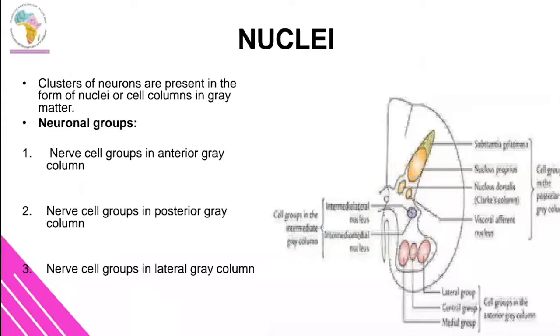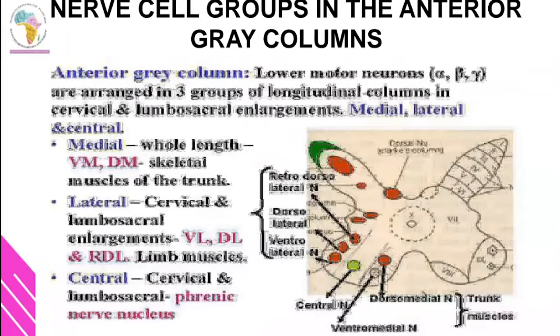Yeah, sorry for that. In the posterior gray column, and we also got another group of nuclei in the what? In the lateral gray column. So I think you can see from the diagram that we actually have three types of nuclei. The first is the anterior gray column, where a group of neurons are found. The second group is found in the posterior gray column. Then thirdly, we have those found in the lateral gray column. So I want us to discuss in detail.